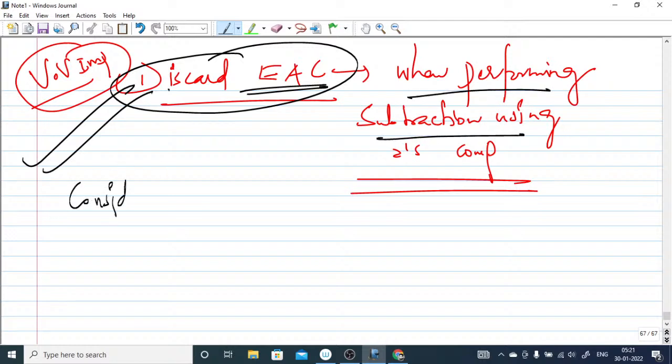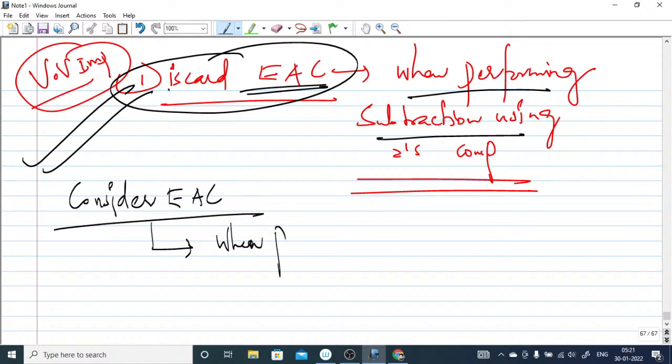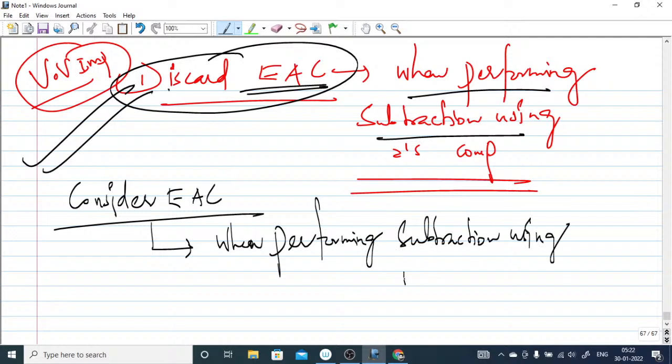Consider EAC when performing subtraction using one's complement. Right? This is a very important concept. Okay, you will not get confused. Confidently you can solve this kind of question, right?